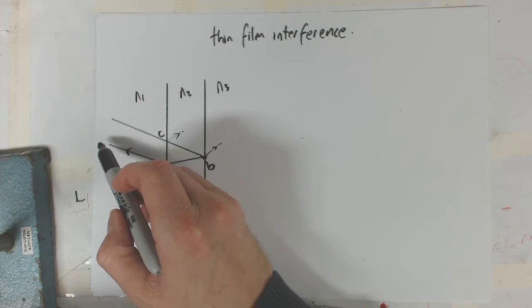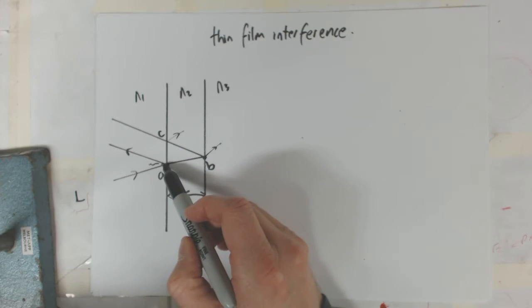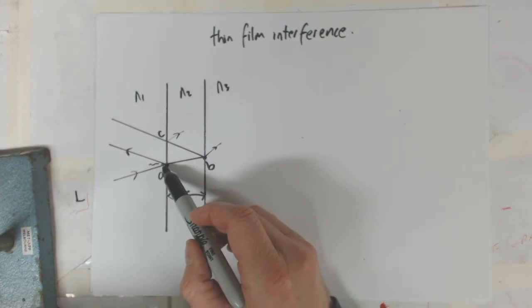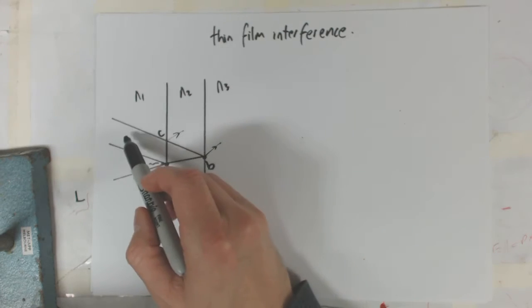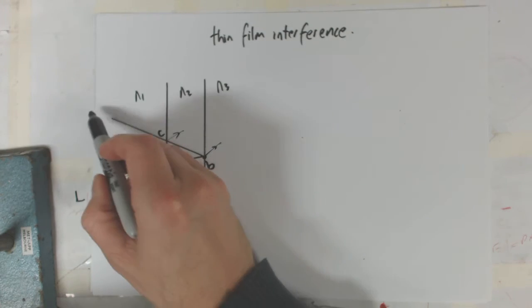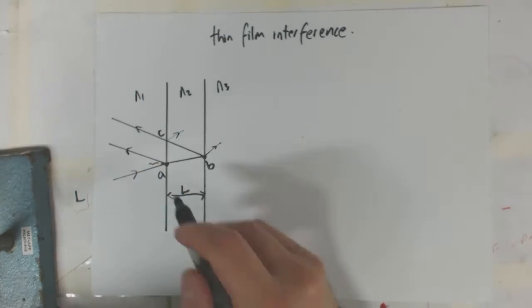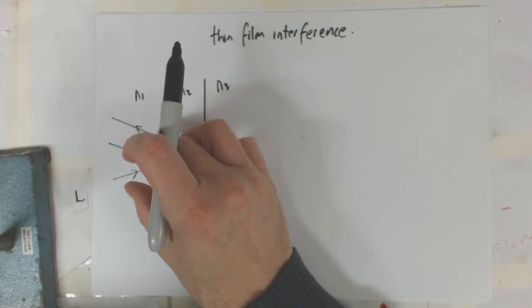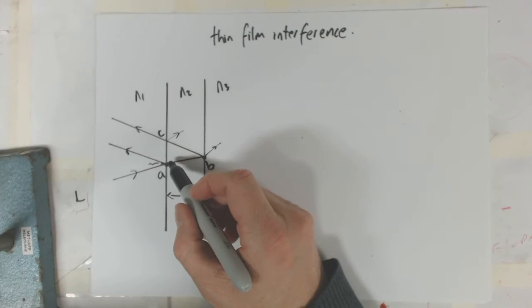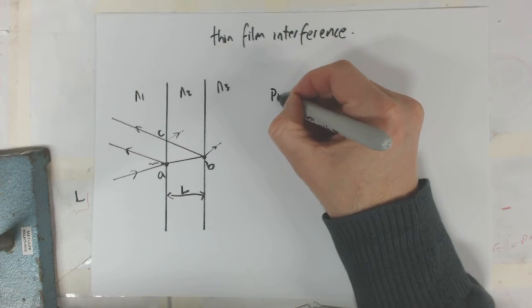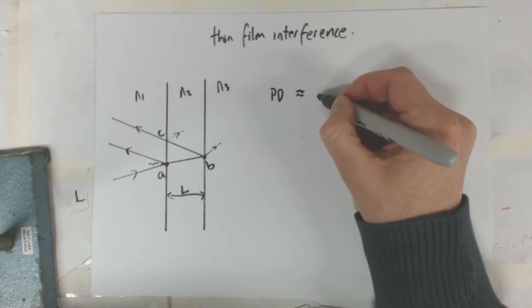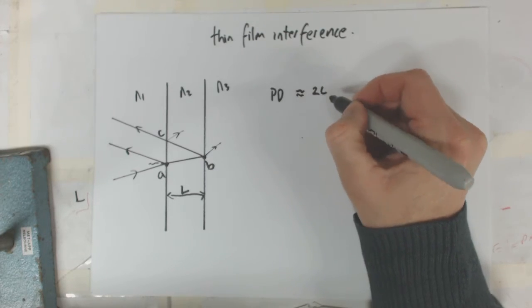So we've got a ray coming down here, and what's going to happen is it will reflect at A. But it can pass into the film. Being denser, it bends slightly towards the normal, and then it reflects again and shoots up here. Now, if these angles are quite small, then the path difference is approximately equal to 2L.